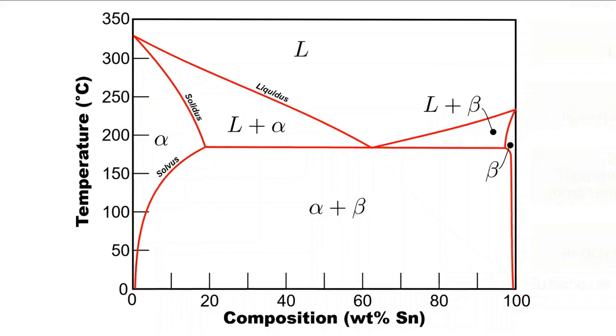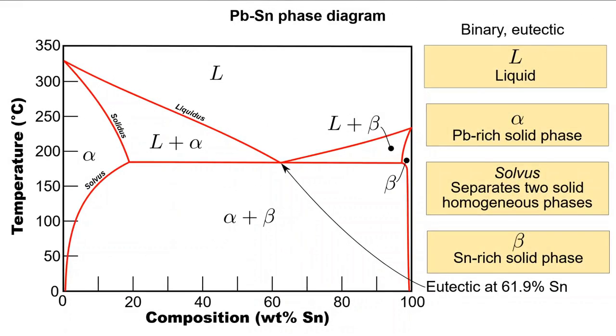Let's examine these a bit closer. This is a binary eutectic system. Here, alpha is a lead-rich, i.e. more lead than tin, phase with a particular morphology or structure, and beta is tin-rich. The solvus is a line which separates two homogeneous solid phases, and there are two, one for the lead-rich side and one for the tin-rich side. The point where liquid completely converts to alpha and beta is called a eutectic point, and for this system, it's 61.9 weight% tin.